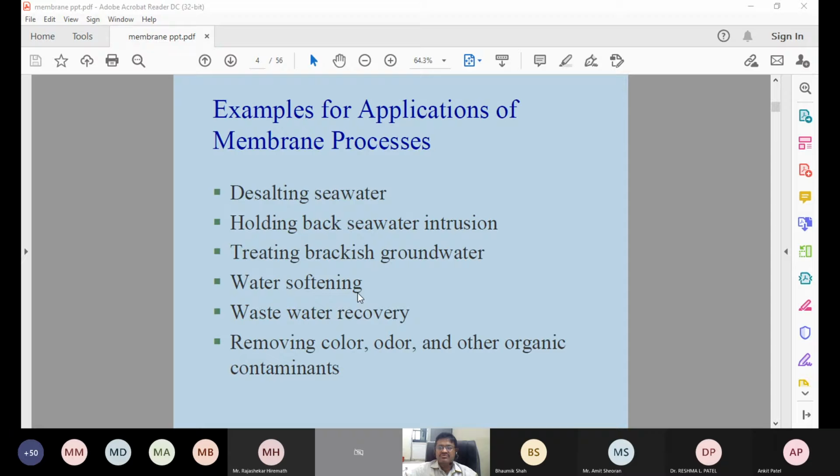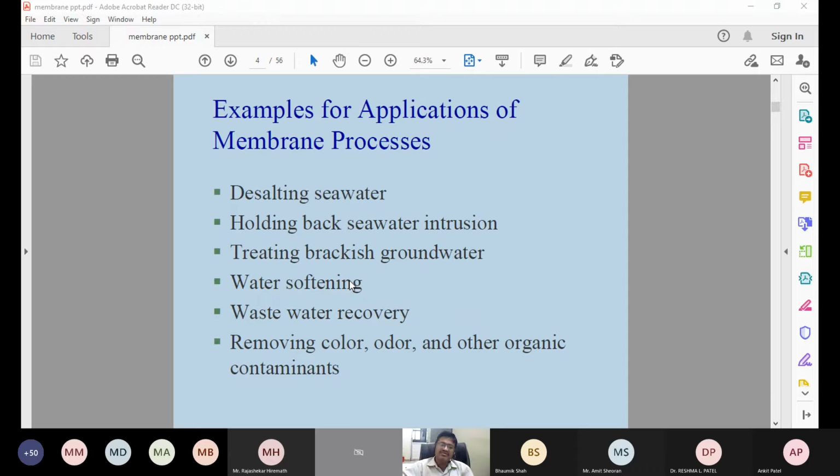One of them is the RO system, as we will see. The reverse osmosis system is one of the systems which can remove the dissolved solids. Not completely, but about 90% of it will be removed.